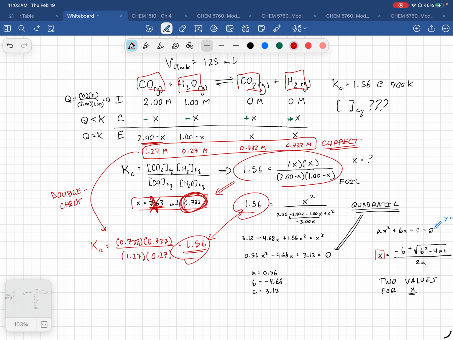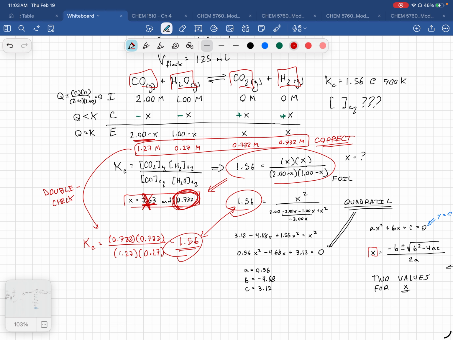In the next video, we're going to do some more of these, but we're going to learn a shortcut. We're going to learn a set of conditions where we don't have to use the quadratic equation, by making an assumption and calculating an approximation rather than the precise value of x. So that concludes this video.